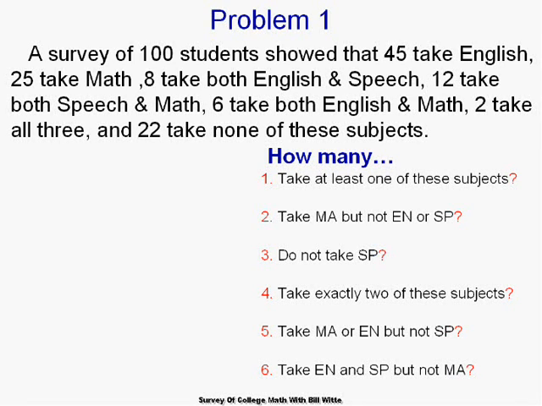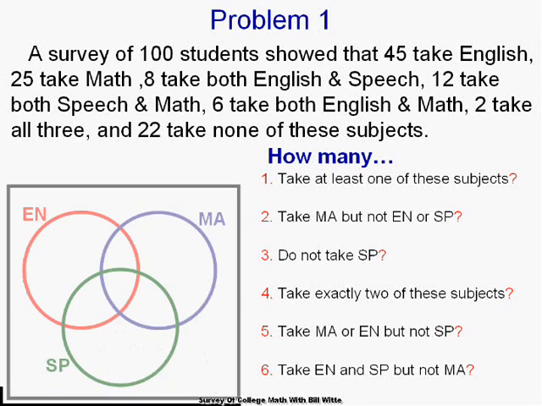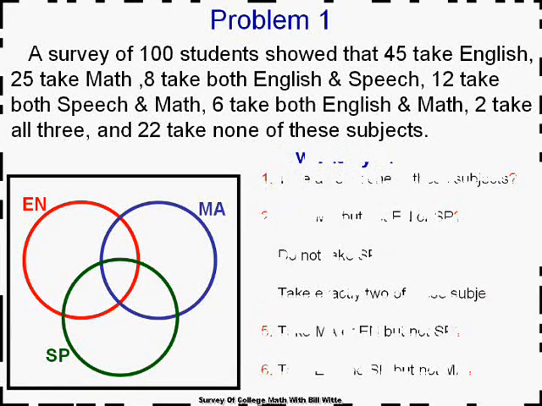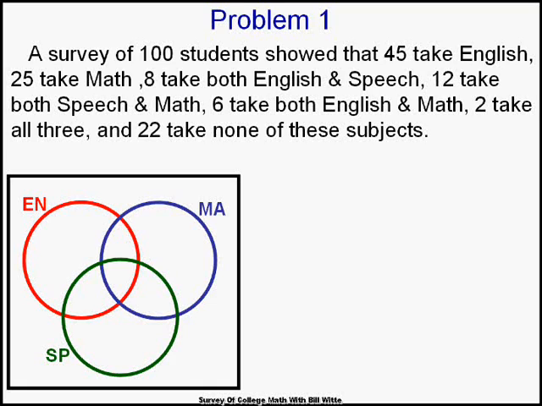These are the kind of questions that someone might ask you, and you don't want to have to resurvey. And this is a relatively small survey. Well, what are we going to use to do this? We are going to use a Venn diagram. We'll draw a picture of it, and once we have that picture, we can answer all these questions.